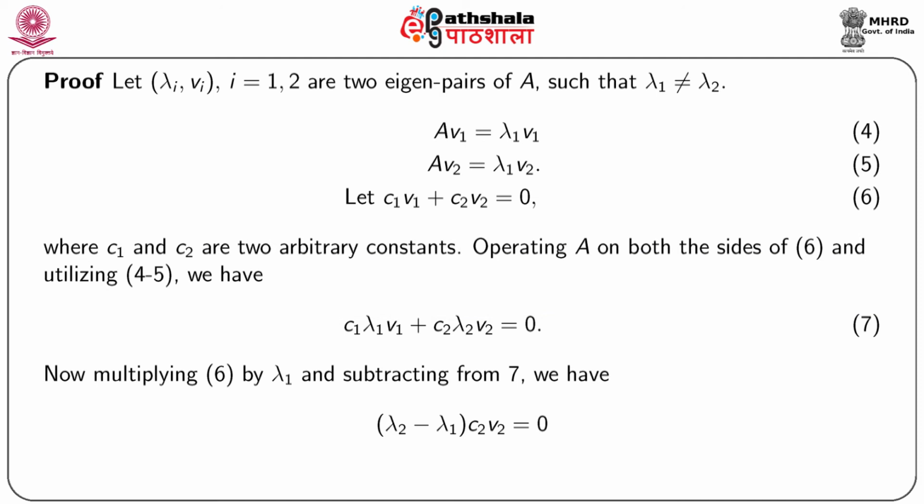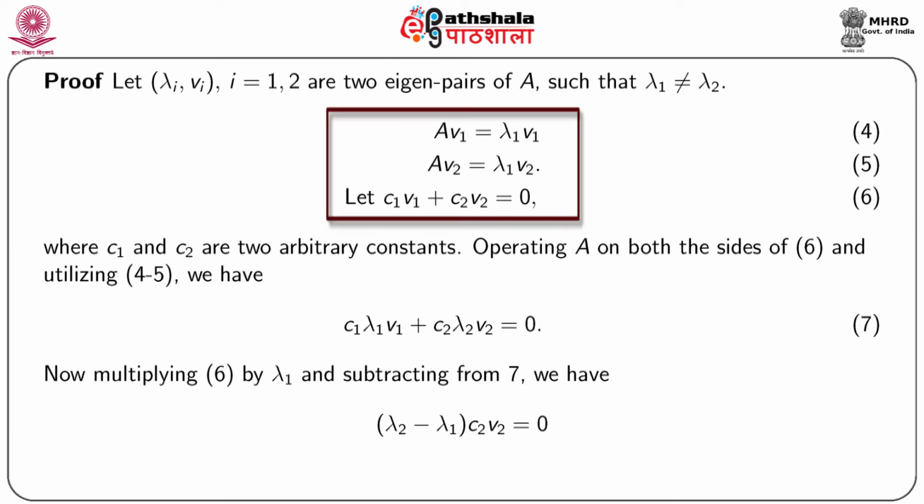To prove this, we assume let lambda i and v i, where i equal to 1, 2, are two eigenpairs of the matrix A such that lambda 1 is not equal to lambda 2. And since lambda 1 and lambda 2 are the eigenvalues of the matrix A, we can write A v 1 is equal to lambda 1 v 1 and A v 2 is equal to lambda 2 v 2.